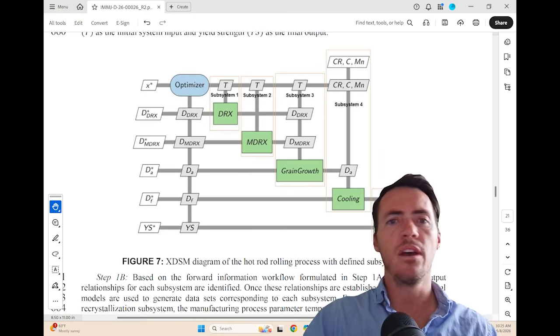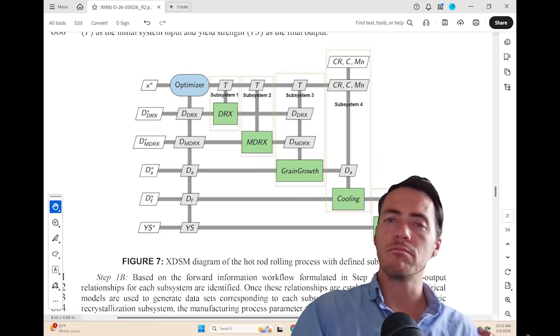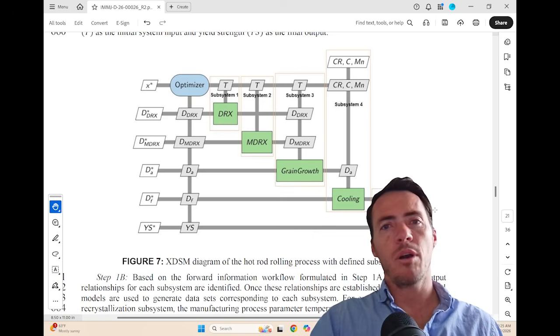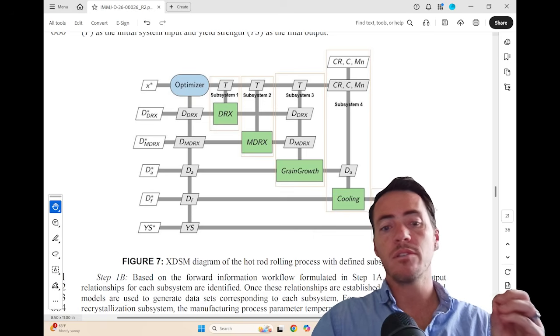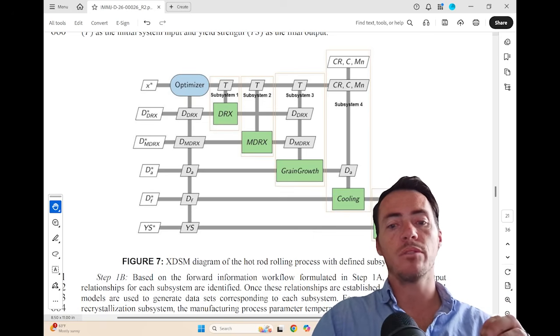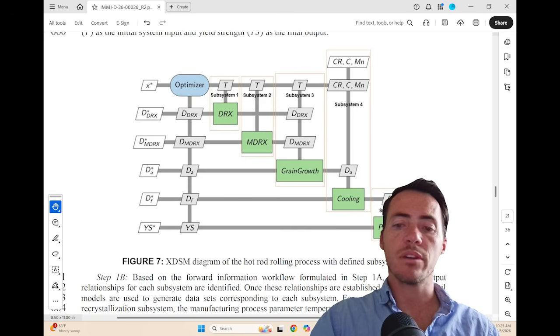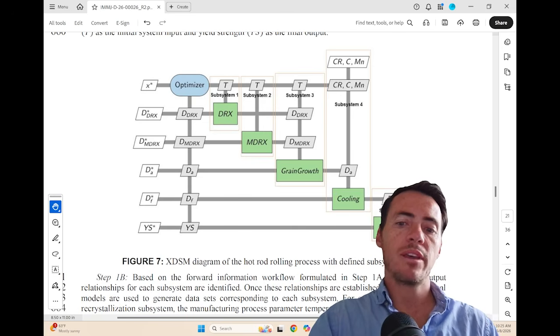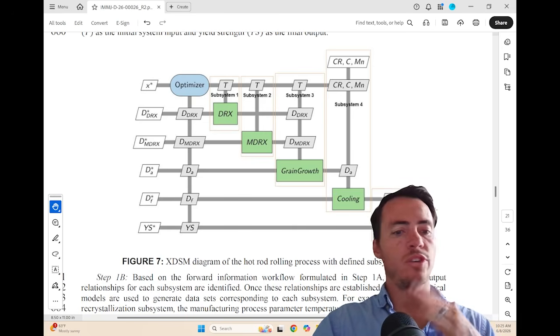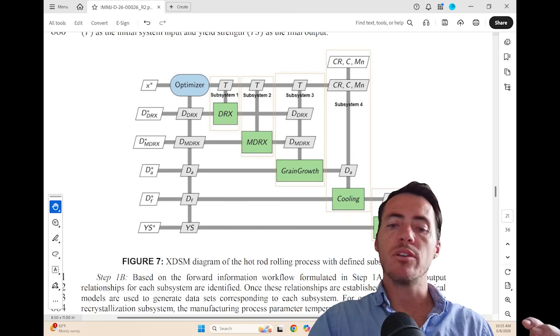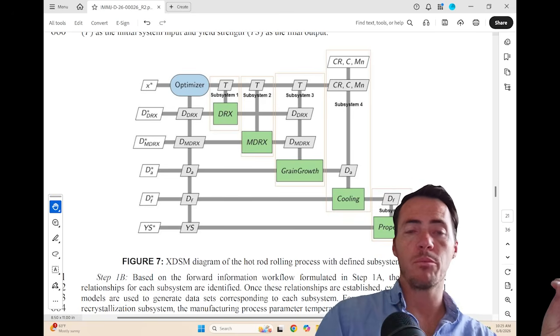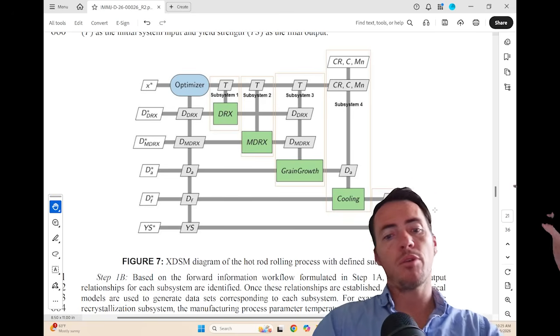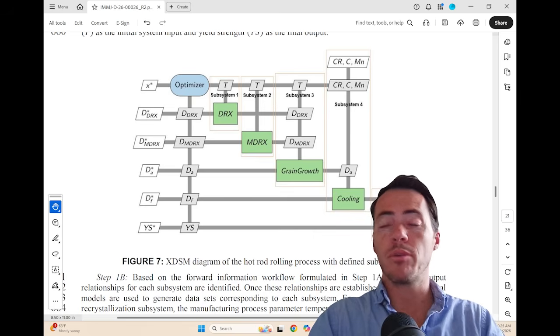So things like temperature, deformation, grain size evolution, mechanical properties, they all get linked through a series of subsystem models. And those are all Gaussian process surrogates. And because of that, we're able to capture uncertainty all the way through the chain, right? You can actually, as a designer, quantify how uncertainty introduced early in the process, for example, gets propagated all the way through to your final product performance.